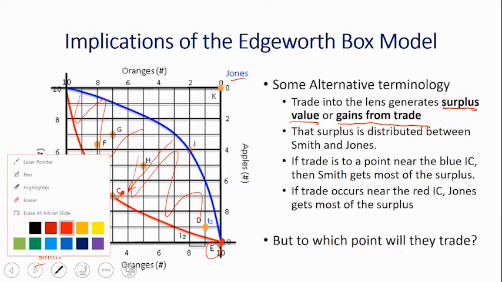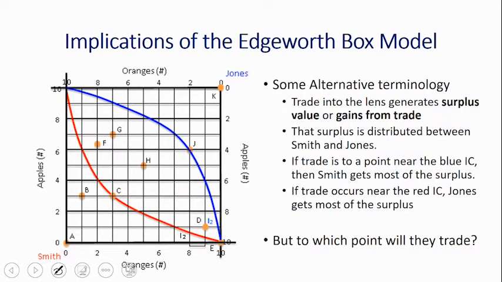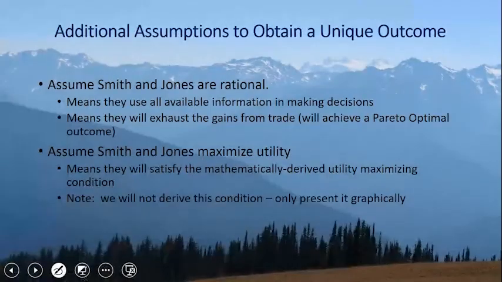Now, what we'd like to do is to also be able to talk a little bit about where exactly they would end up trading to, because there's a lot of different points in that lens, and we didn't really give any indication about where they might ultimately end up. And so that's the object of the next part of the lecture. Economists like to come up with some sort of way of identifying the unique trading point, the point where they will sort of reach an equilibrium, where they will move to. But to do that, we need to add some additional kind of assumptions into the behavior of Smith and Jones. And that's what we're going to do next.